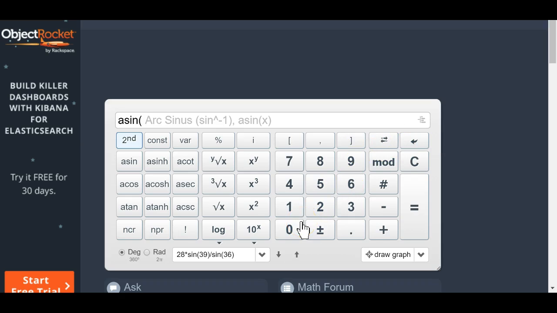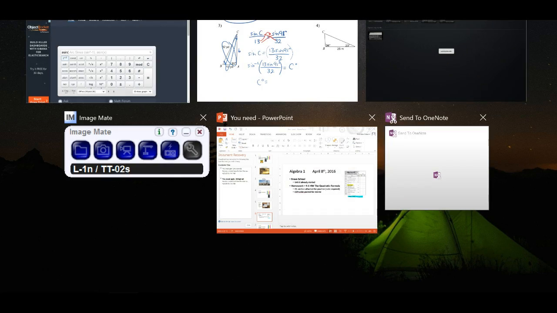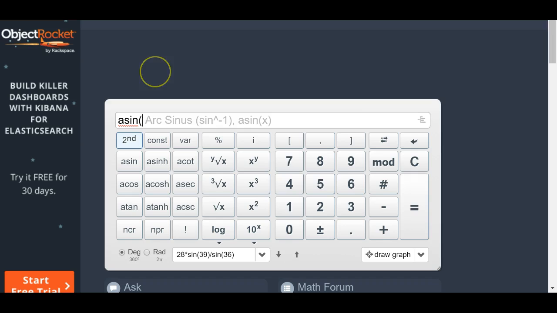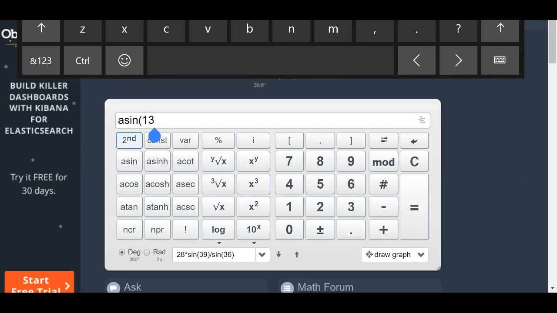Okay, and on this calculator, they call it a sine, which also means arc sine, which is the same thing. Okay, so arc sine of 13 times the sine of 91. We want to get rid of that. You see, I have to go back and forth, so I have to push the second again to get back to the regular sine. Oops.